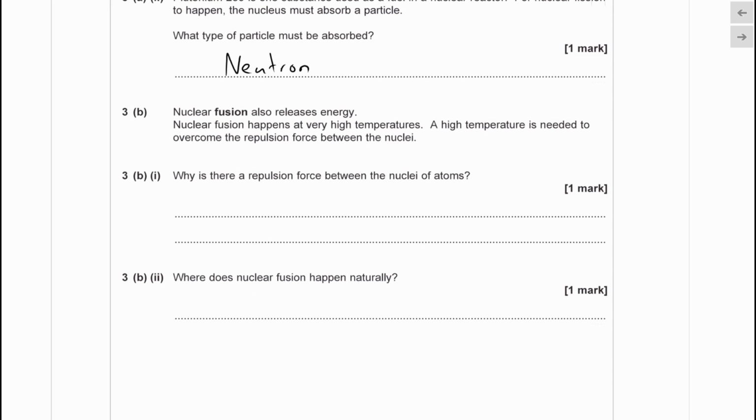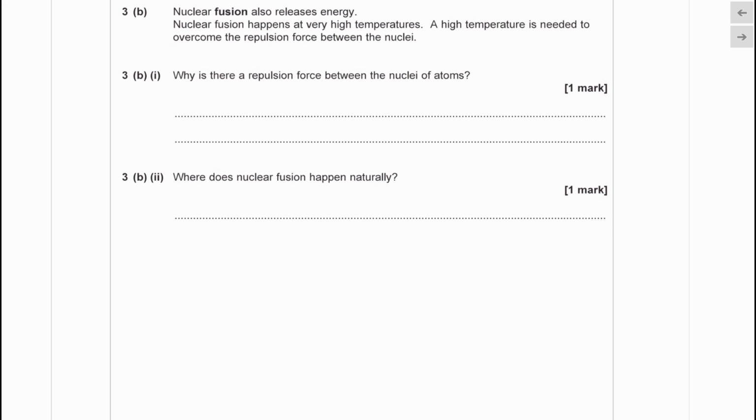Okay, in B, it says that fusion also releases energy. Nuclear fusion happens at a very high temperature. Very true. A high temperature is needed to overcome the repulsion force between the nuclei. Why is there a repulsion force between the nuclei of atoms? Now, we mentioned previously that the nucleus contains neutrons and protons. The neutrons are not charged, but the protons are positively charged. And so, therefore, a nucleus is positively charged.